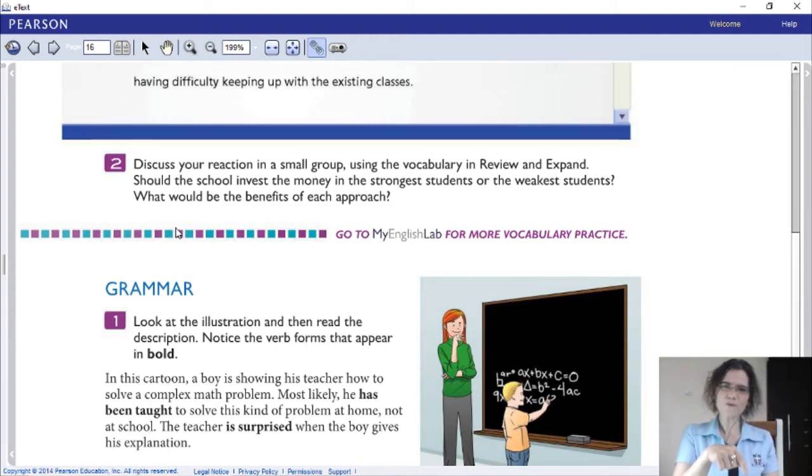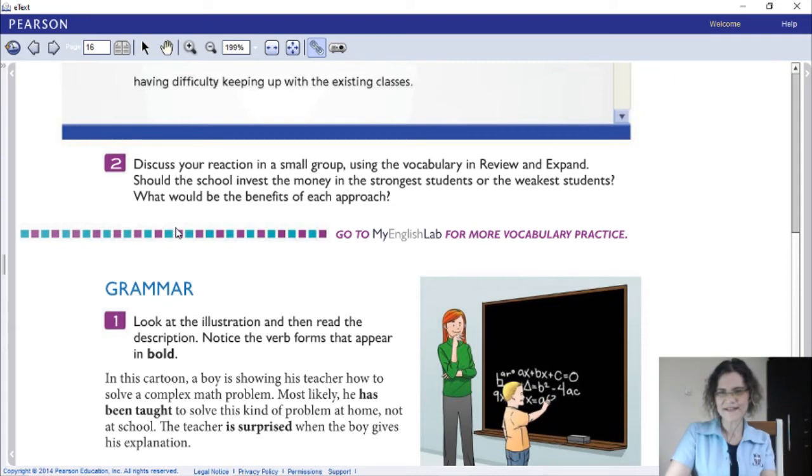And what would be the benefits of each approach? So what do you think? Invest in the strongest students or the weakest? And whichever you choose, what would be the benefit? If the school would invest more in the strongest students, what would be the benefit? And if they would invest more in the weakest students, what would then be the benefit?